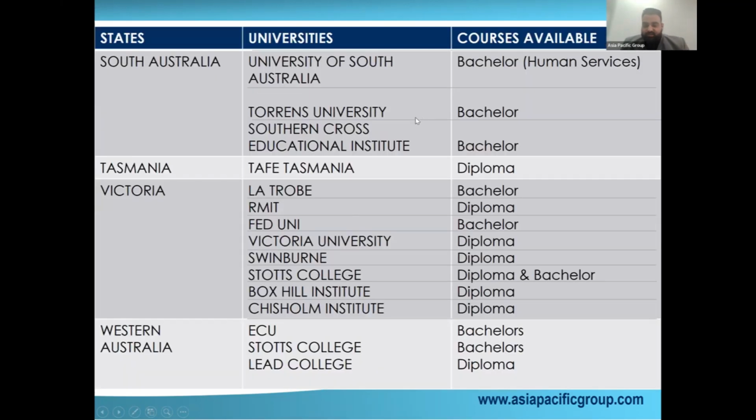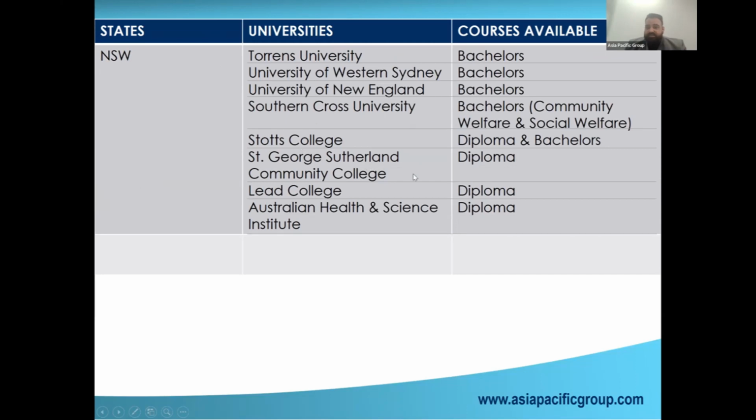With social work and community services, it is available in all the states. The diploma is available, and all the courses on your screen are accredited by ACWA. I have only picked the universities and colleges which have their name on the ACWA accredited course list. It is available in NSW, regional NSW, Victoria, regional Victoria, Tasmania, NT. It's available everywhere. So wherever you go and do this course, it has a high scope in future to settle down and find a pathway into Australia.